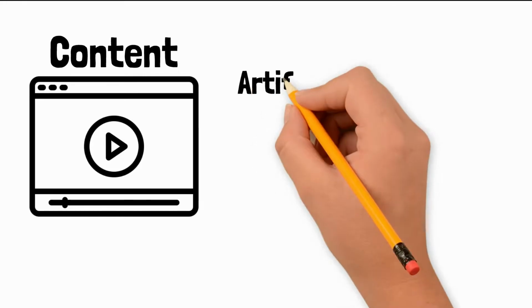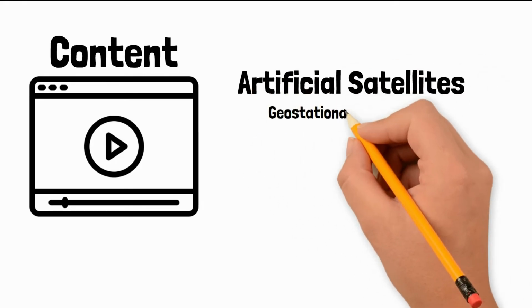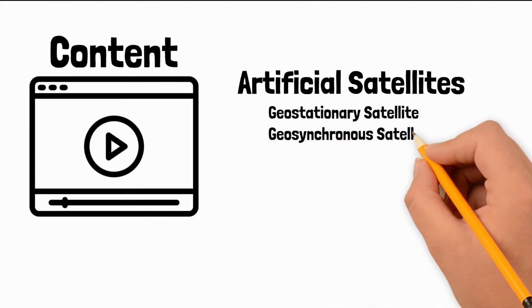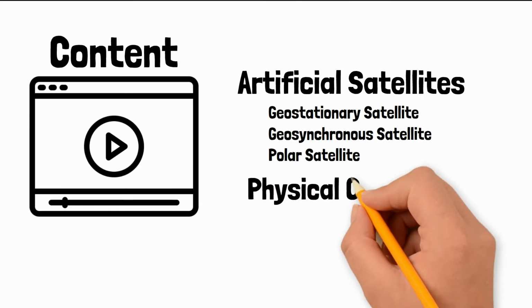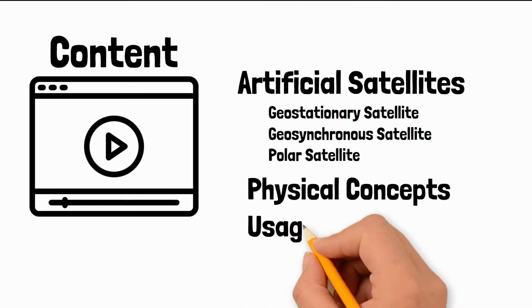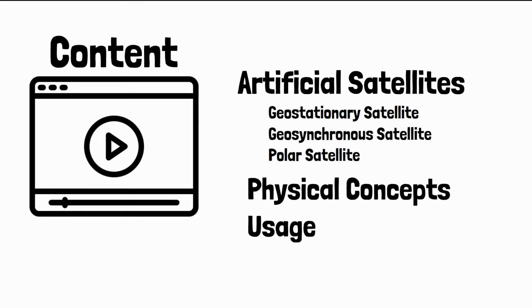We will have 3 main sections of this video. The first one is the introduction to 3 types of artificial satellites, including geostationary, geosynchronous, and polar satellites. Next, we will focus on the physical concept of the satellites in the second section. We will explain to you how they orbit around the Earth using physics and mathematics. And finally, we will show you some examples and simulation of the satellites to help you visualize the way they work. So, let's begin with geostationary satellites.